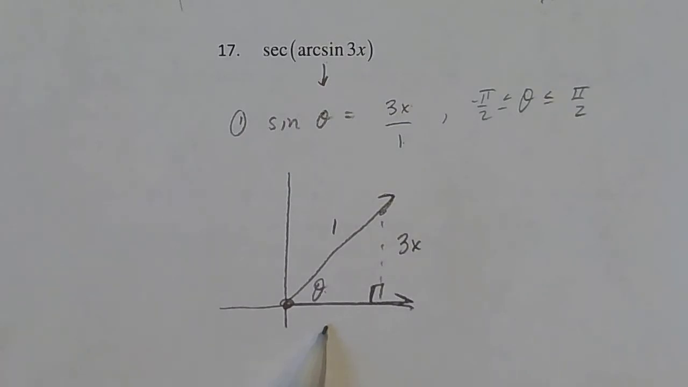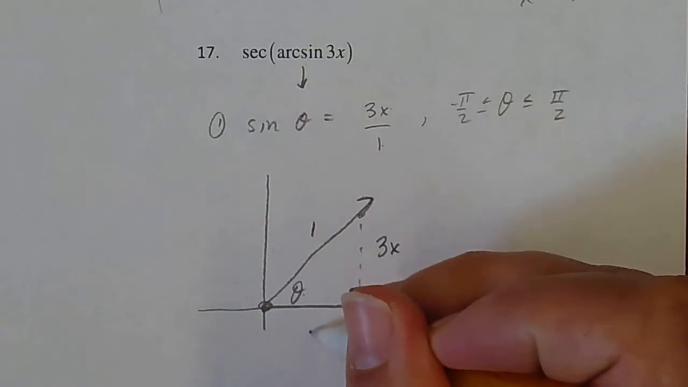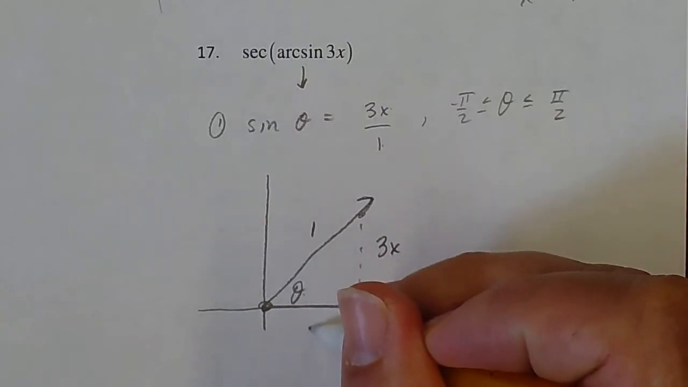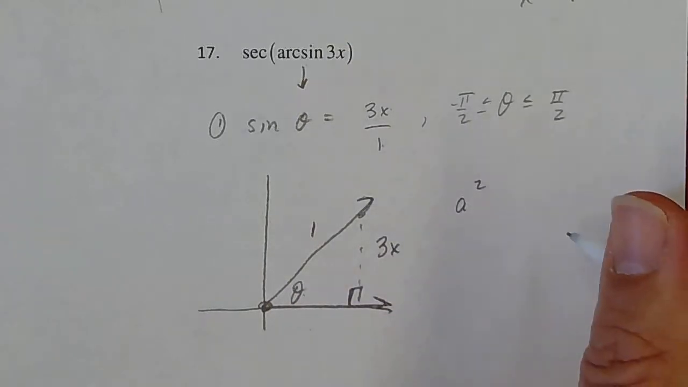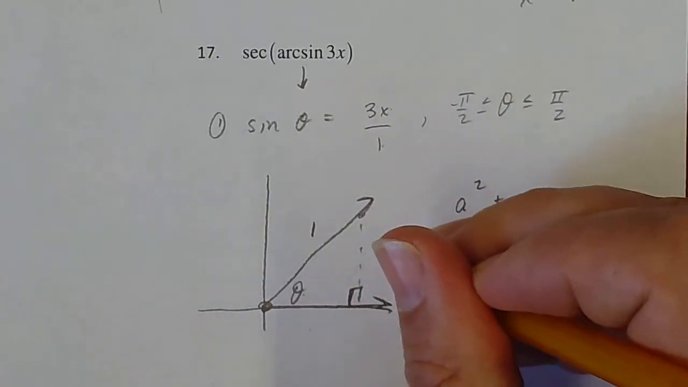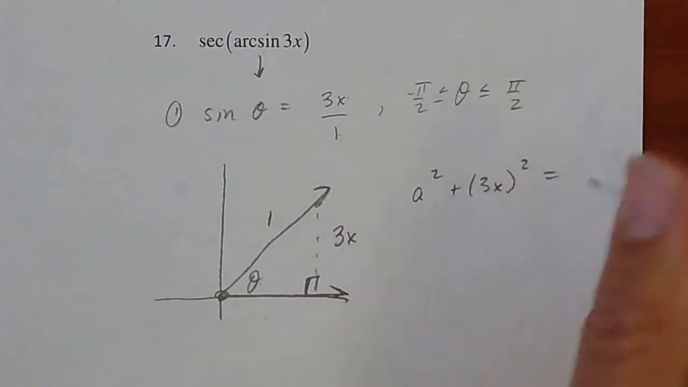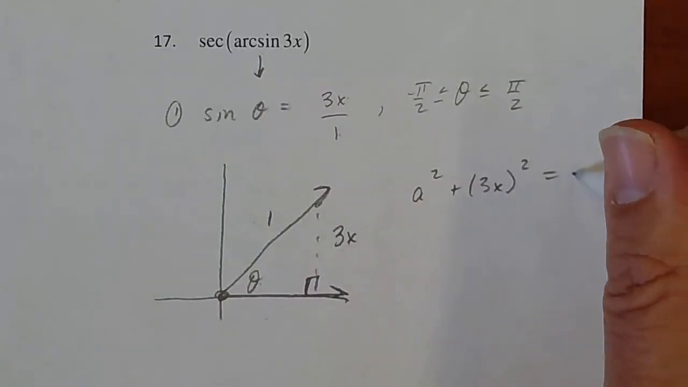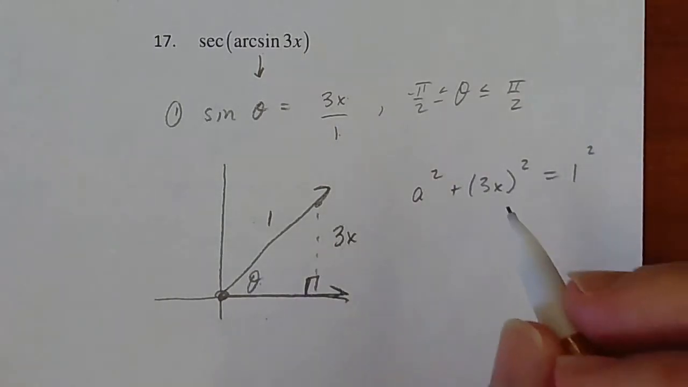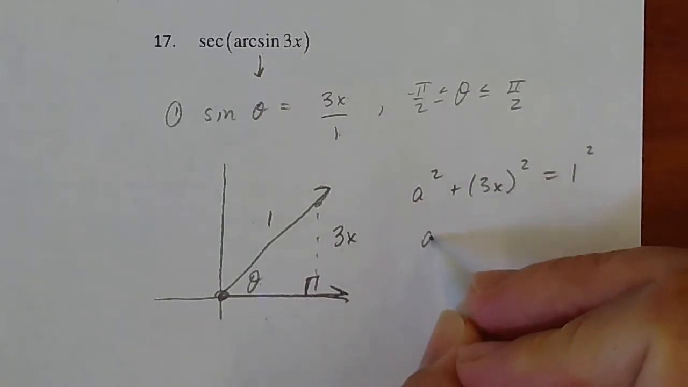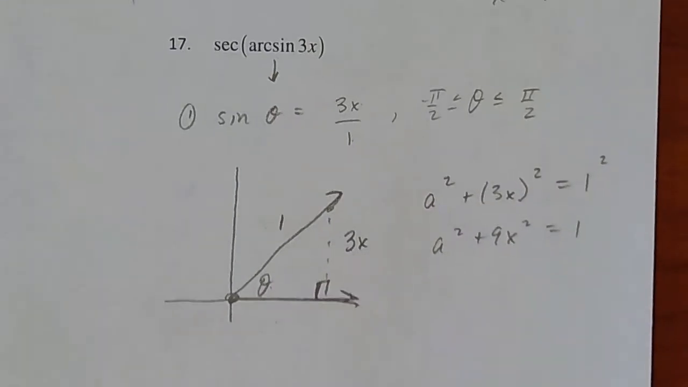All right. So leg squared plus leg squared equals hypotenuse squared. I usually sometimes call this x, but that has x in it. So I better just call this like a squared plus b squared equals c squared. So a squared plus b squared equals the hypotenuse squared, which is 1 squared. Okay. So this is 9x squared. Maybe I'll just clean this up on this step. 3x times 3x.